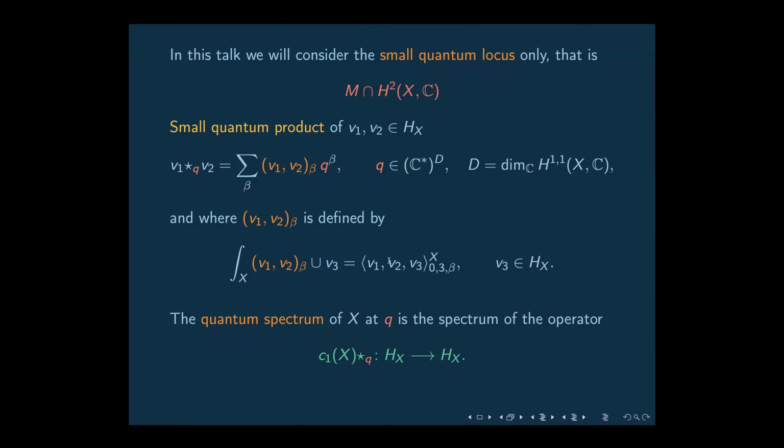We require that the class bracket V1, V2 at β, if you take the Poincaré pairing with an arbitrary class V3, it has to equal the Gromov-Witten invariant V1, V2, V3, genus 0, 3 marked points, and degree β.